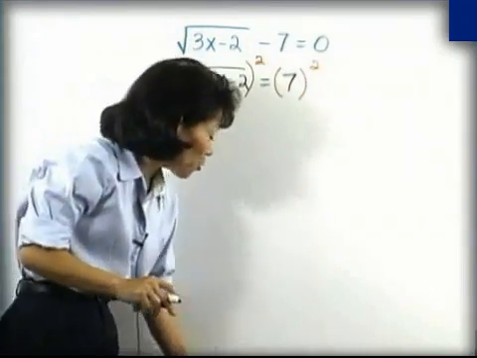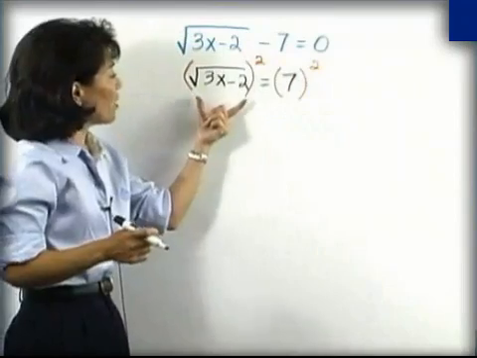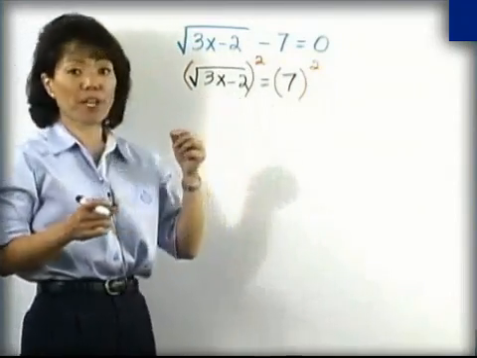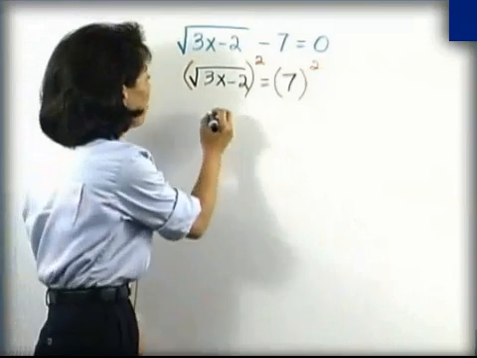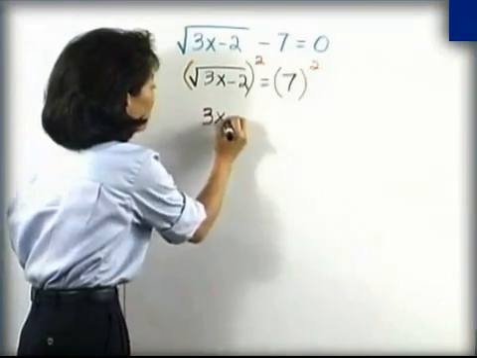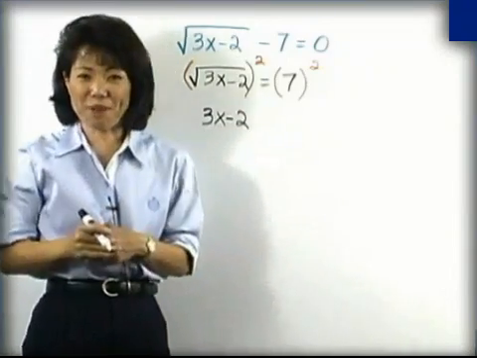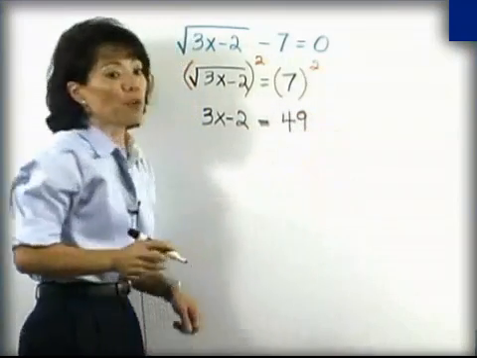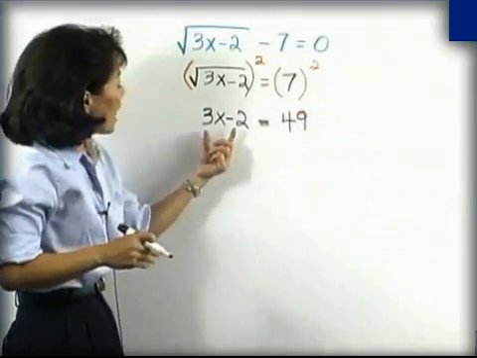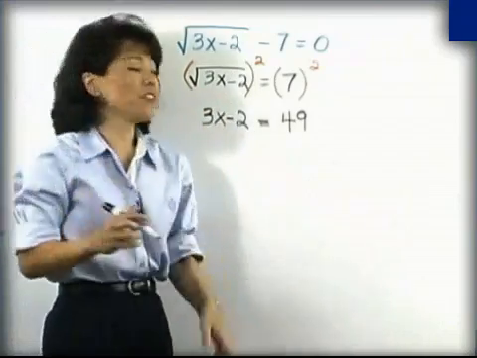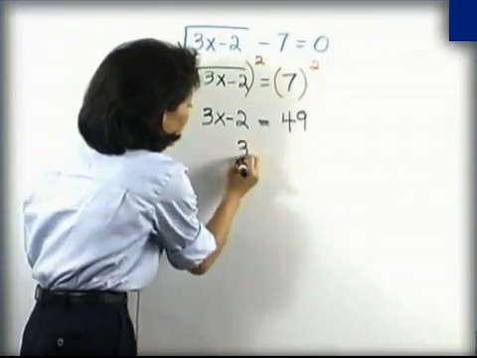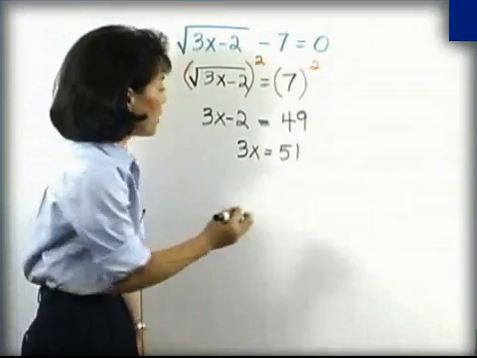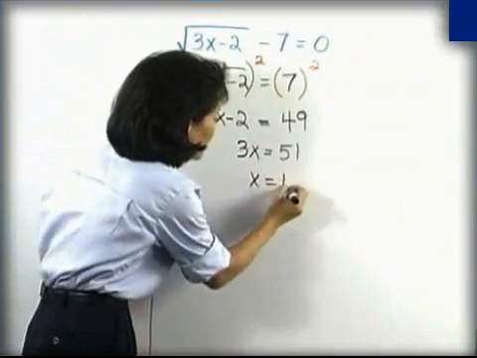Now, why, you ask, am I squaring this equation? Look at the left-hand side. If I square this radical, I have the square root of 3x minus 2 times itself, and we know enough about radicals that it becomes simply 3x minus 2. On the right-hand side, I have 7 squared, which I know is 49. Now, to solve for x, it's simple at this point. We're going to add 2 to both sides. 3x is equal to 51. Divide both sides by 3, and x equals 17.